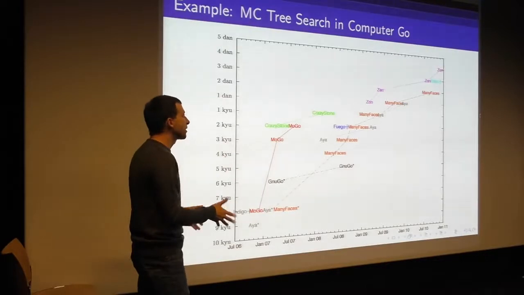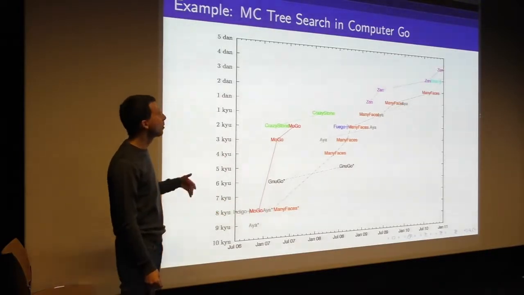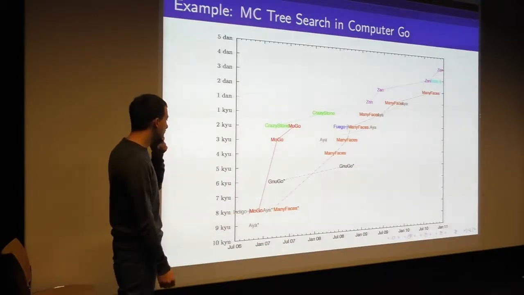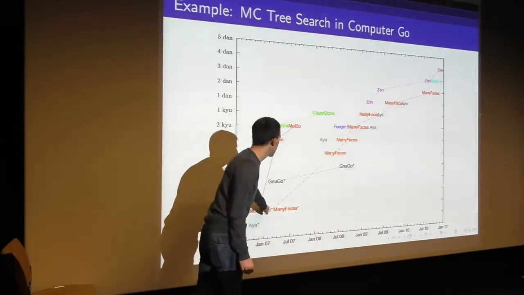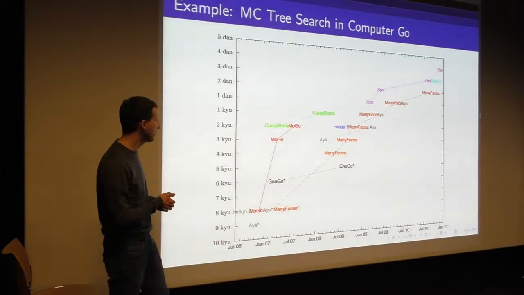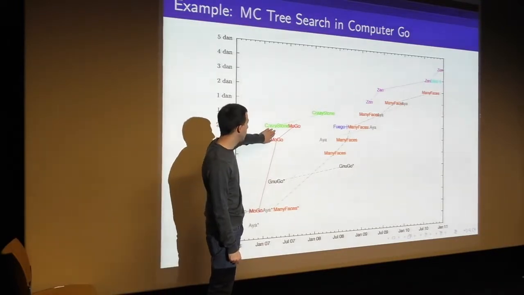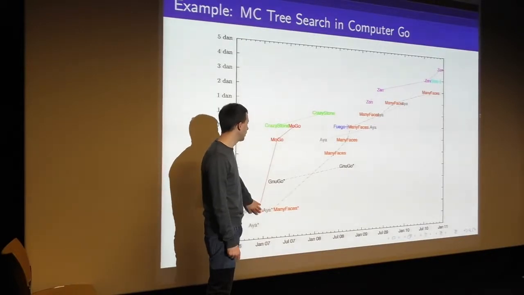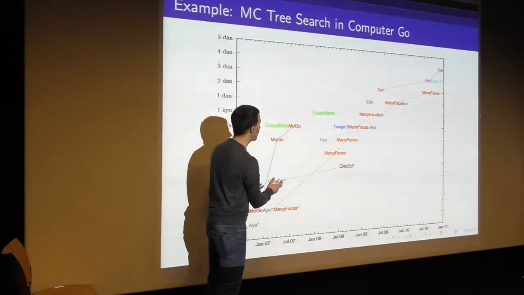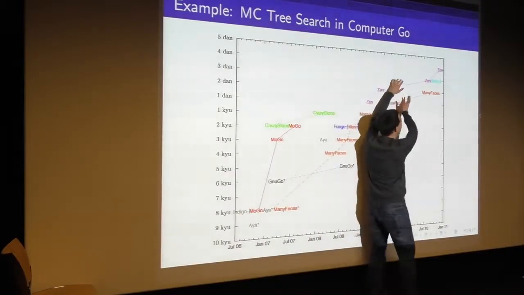Just to go back to the Go example, how has this worked? This is a plot of how strong Go programs have become over time. What we see is that these asterisk programs down here were the state of the art before these Monte Carlo search algorithms came around. Then the first Monte Carlo search programs, Mogo, Crazy Stone, these guys came along and made big leaps forward in performance that very quickly overtook. And there's been this steady progress. All of these programs are Monte Carlo programs.